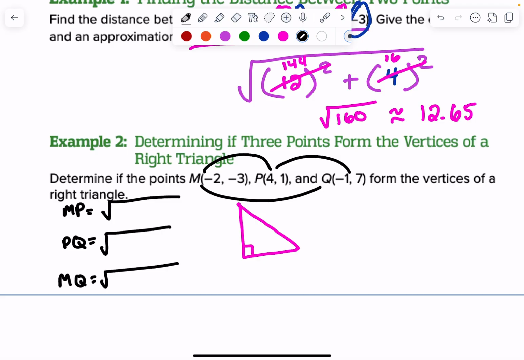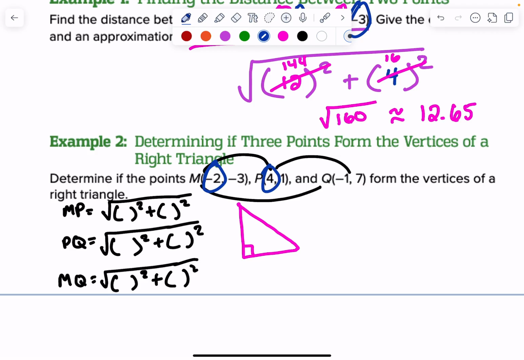All right, so I'm going to start with M. Let me fill in: this guy squared plus this guy squared. I'm going to ask, how far apart is -2 and 4? That is 6. How far apart is -3 and 1? That is 4. And 6 squared is 36, and 4 squared is 16, and that ends up being the square root of 52. Just leave it as the square root of 52 for now, because I'm going to show you why here in a second, okay?